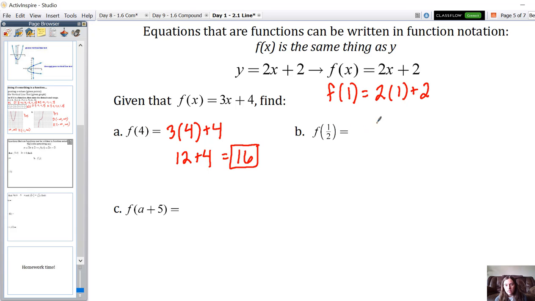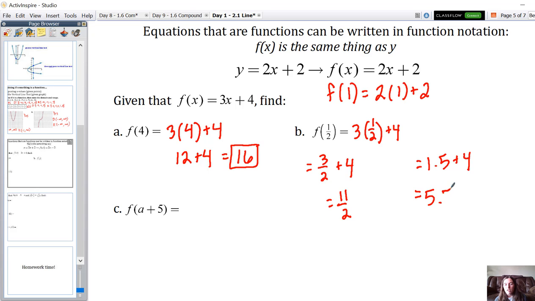Let's look at f of 1/2. So we've got 3 times 1/2 plus 4. You can write 3 times 1/2 as 3 over 2 plus 4, or if you prefer to use a decimal, you can write it as 1.5 plus 4. If we're sticking with the fraction theme, then 3/2 plus 4, well, 4 is just 8 over 2, so then we have 3 plus 8, which is 11 over 2. Or if you want to stick with the decimal, 1.5 plus 4 leaves us with 5.5.